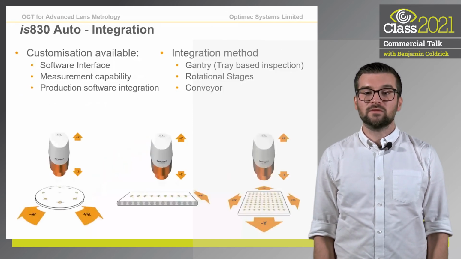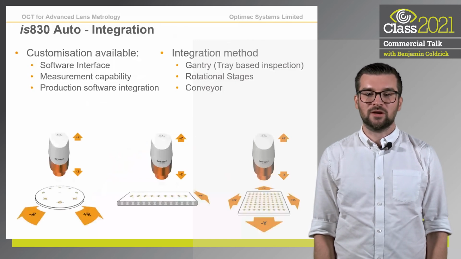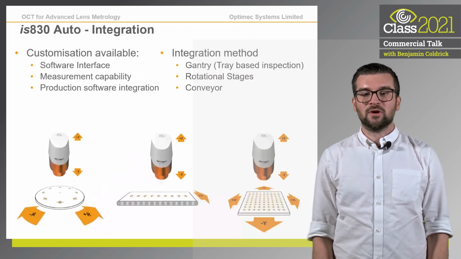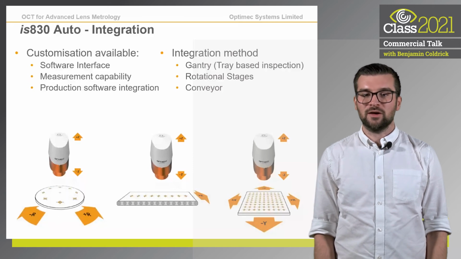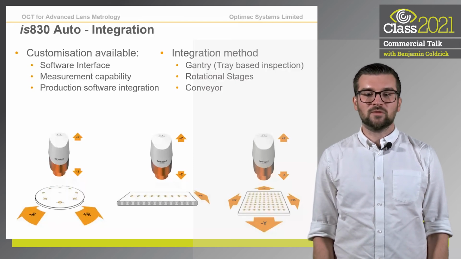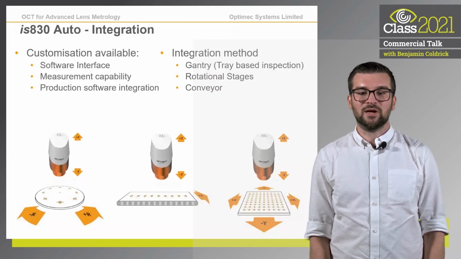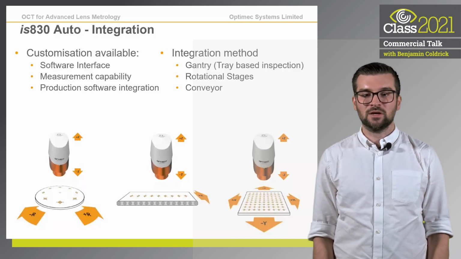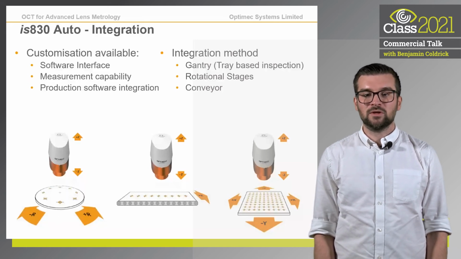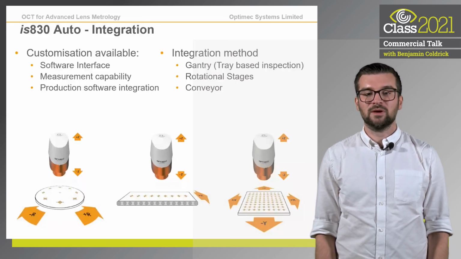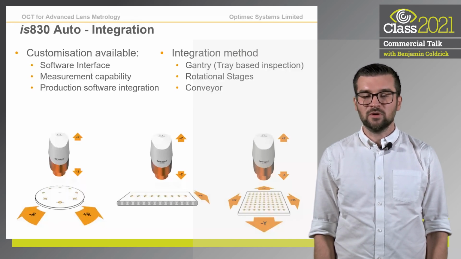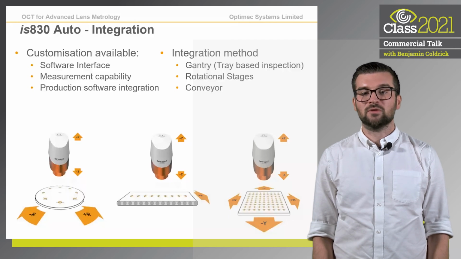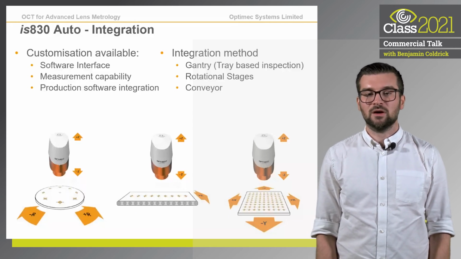With the combination of advanced metrology methods and automation expertise, Optimec systems are able to offer customization of the IS830 Auto, both in terms of how it is integrated and the measurement output of the system, allowing bespoke implementation of the technology for customers' production. There are many methods of integration possible, including a tray-based system, positioning the IS830 Auto above a conveyor system, or even using industrial collaborative robots to position lenses under the measurement head.